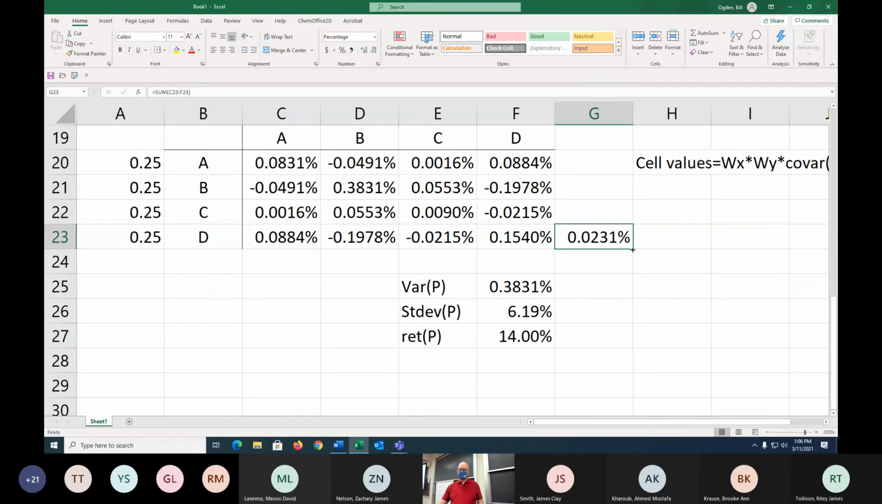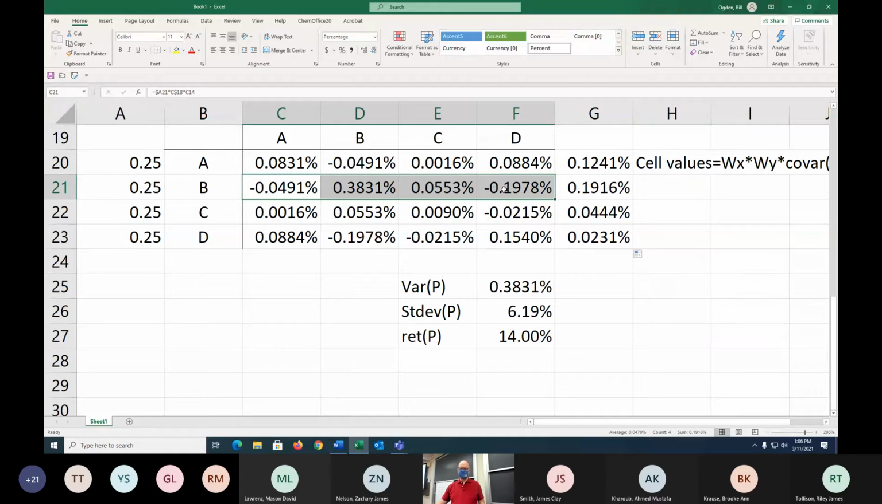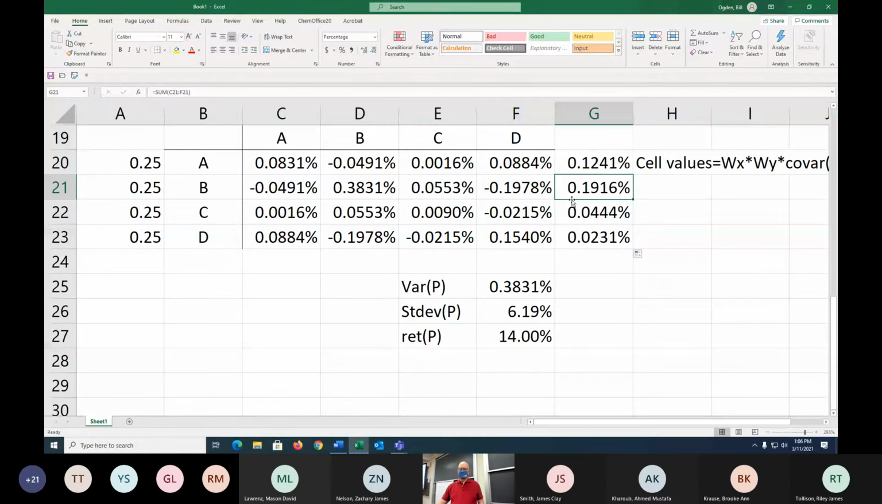Okay, and if I copy that all the way up, the A stock contributes this much to the total. The B stock contributes this much to the total. Okay, so if I were theoretically calculating a beta, it's the stock's contribution to the portfolio risk divided by the total risk of the portfolio.